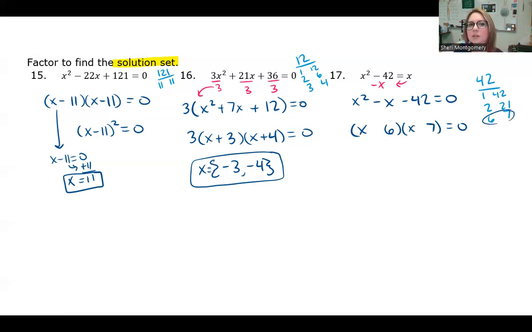Okay, so looking at that middle term, the middle term is negative, so the bigger number needs to be negative. So 7 has to be negative. If I have -7, would I add or subtract 6 to make -1? Add. Okay, but remember that this is just factoring it. Once we factor it, we can get our x's. So x is equal to what and what? Very good.